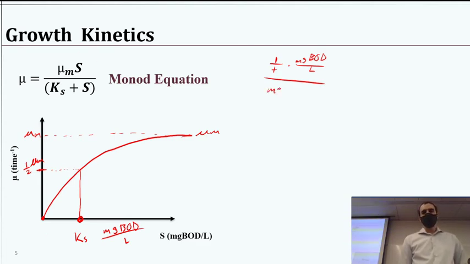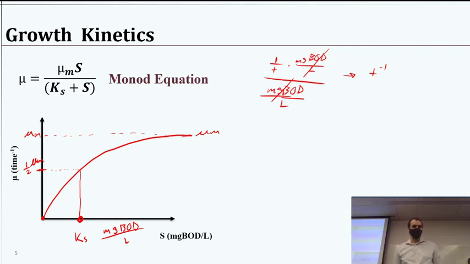So then down at the bottom here, we have milligrams BOD per liter, really in both terms. So looking at these terms all together, these are going to cancel, and we're just left with per time, which is what we expect. Again, this is a first order growth rate constant, essentially. Okay, so that's our Monod equation.